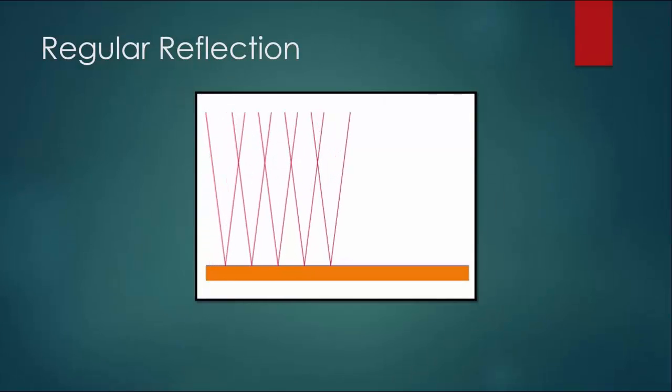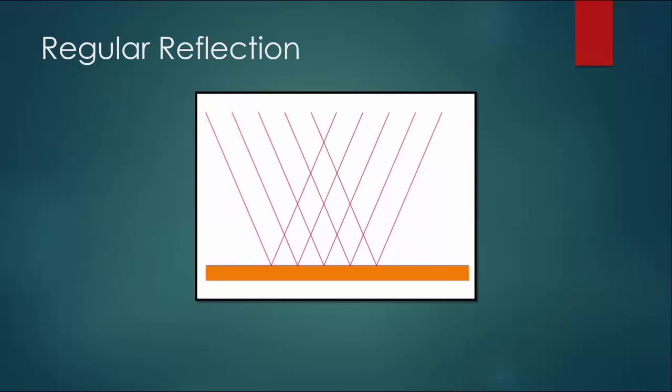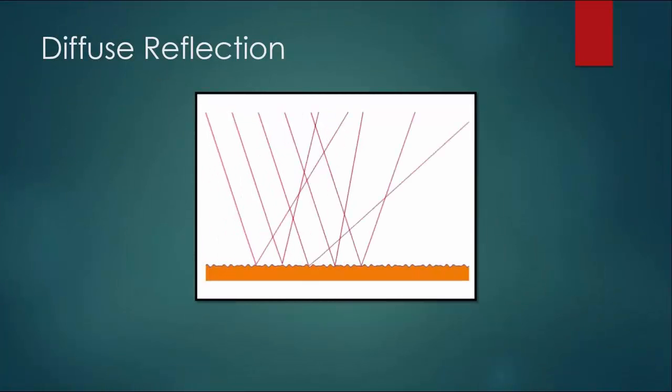Here's a demonstration of regular reflection. No matter what angle we set these at, they're parallel coming in and they're parallel going out. This would produce a reflected image. Here, the surface is uneven. The incoming rays are parallel, but the outgoing rays are kind of all over the place.